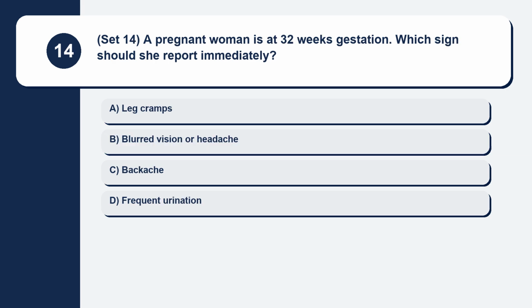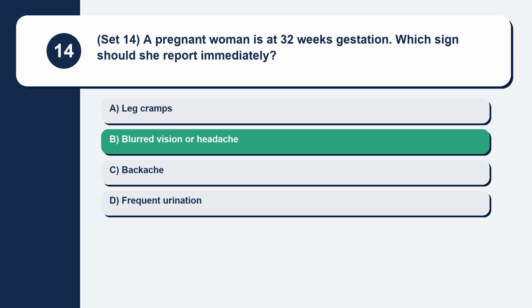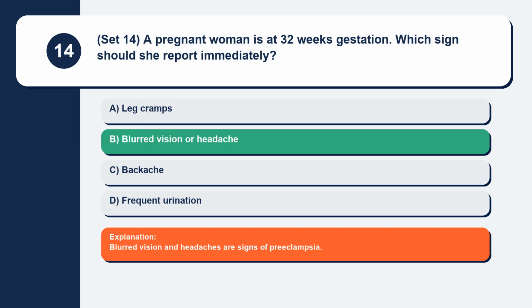Question 14. Set 14. A pregnant woman is at 32 weeks gestation. Which sign should she report immediately? Leg cramps, blurred vision or headache, backache, frequent urination. Blurred vision and headaches are signs of preeclampsia.